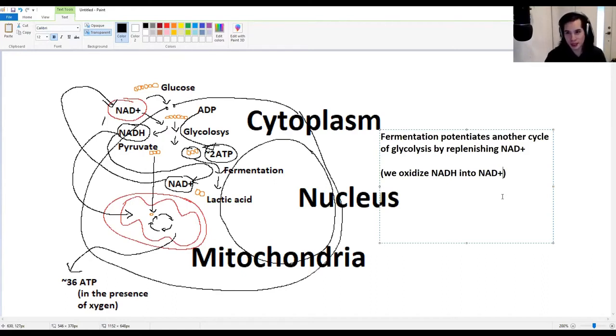That's all I really need you guys to know for fermentation. It's a short process. You're converting pyruvate into lactic acid in terms of mammals. If we're talking about us, we're converting that into lactic acid and also oxidizing NADH into NAD+.